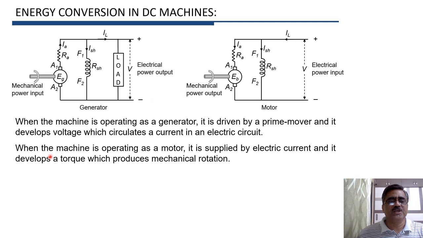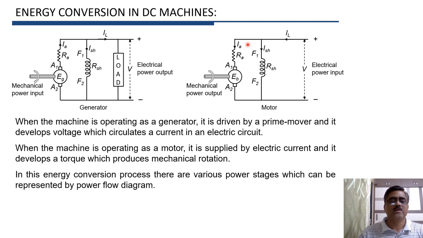Now the same machine, when it operates as a motor, is supplied with electric current, and when current flows through the armature, torque is developed which produces mechanical rotation, and electrical power gets converted into mechanical power.